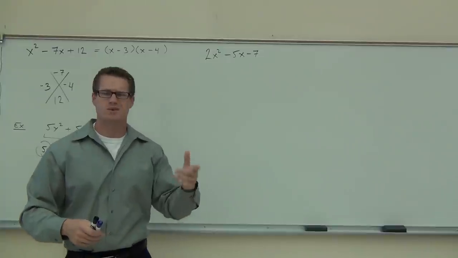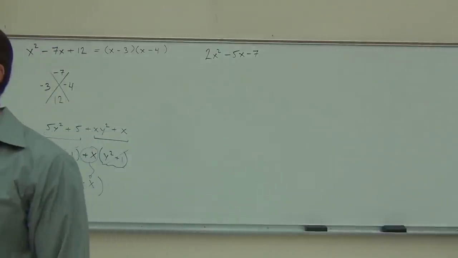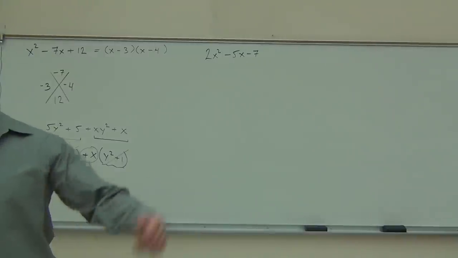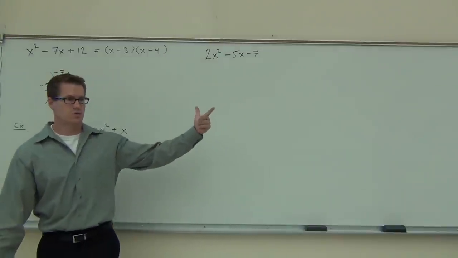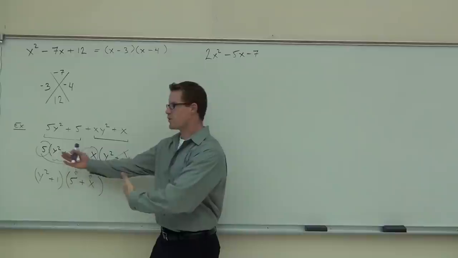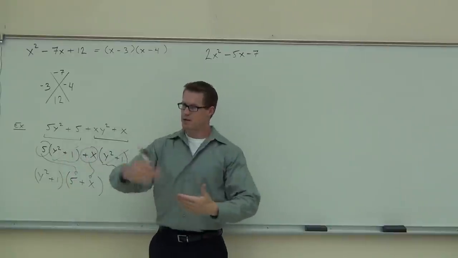Second thing you do is, what's the second thing you do? Great, okay, so someone on my right-hand side over here, how many terms do we have? 3. So that means a difference of squares, sum of cubes, or a difference of cubes is off the table. We're looking at a diamond method. Factoring by grouping won't work because we don't have 4 terms. So we're down to diamond method.